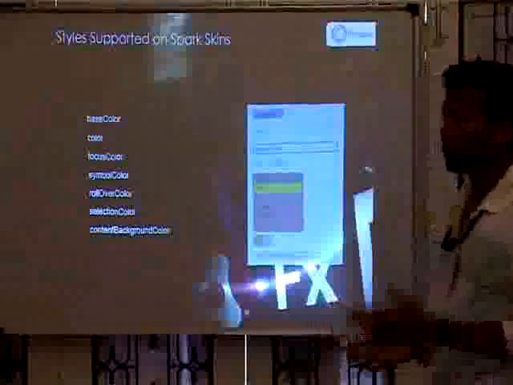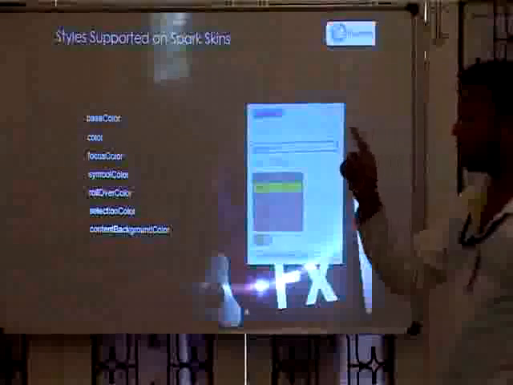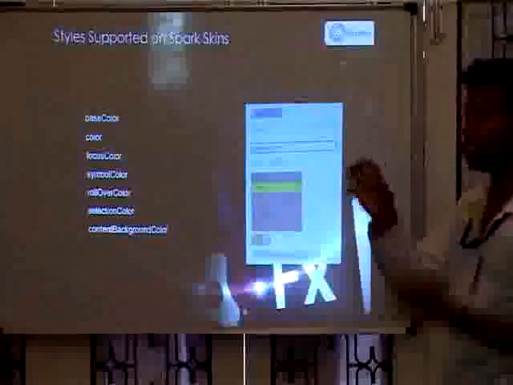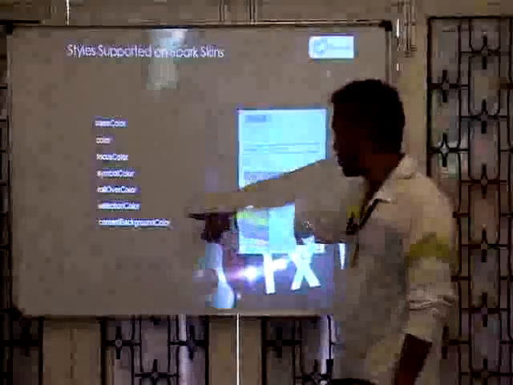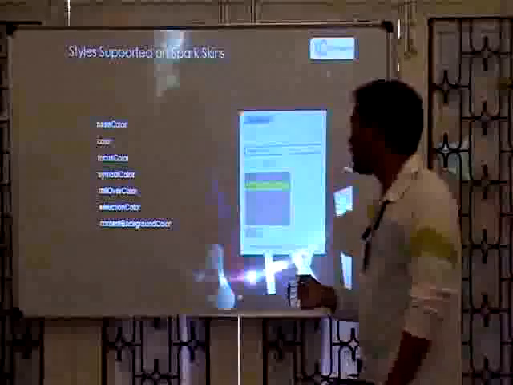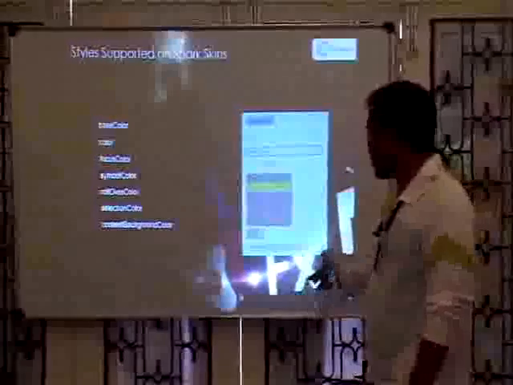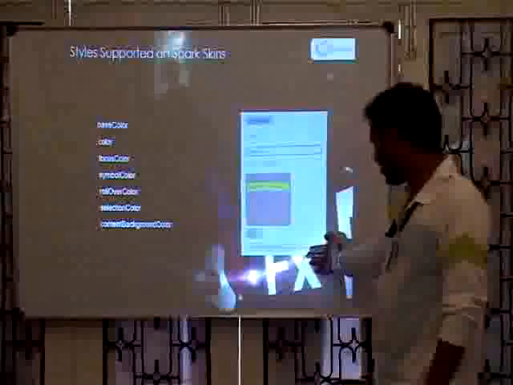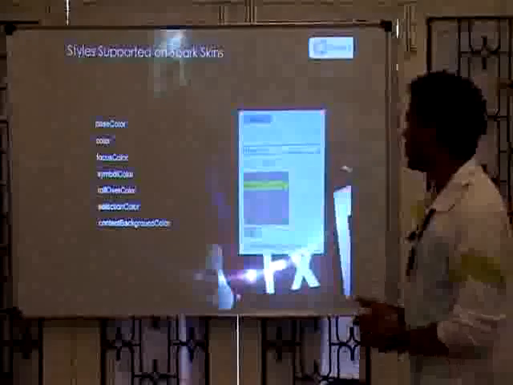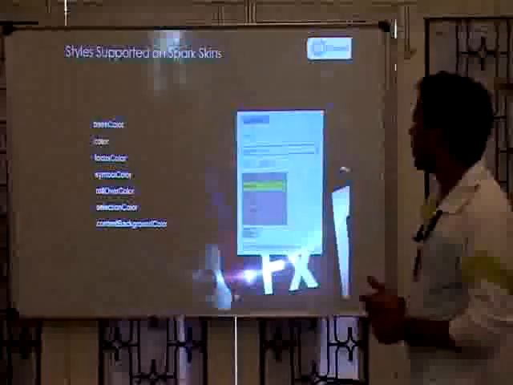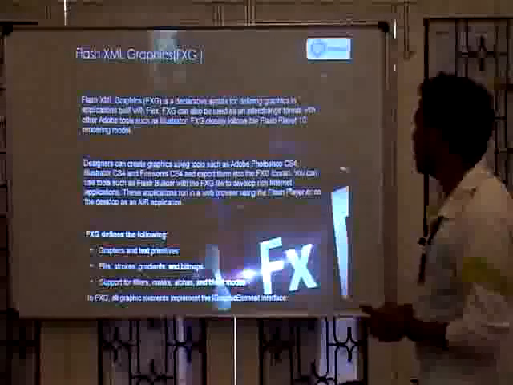It means in Flex2, if you are selecting particular text, it will come up with a blue color background, right? You can change the selection color with its selection color style, and the content background color. This is the content within the text, and you can change the content background color with the use of the content background color style. These are the basic styles.